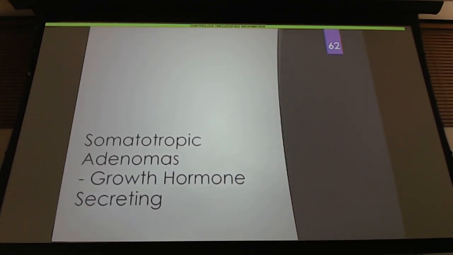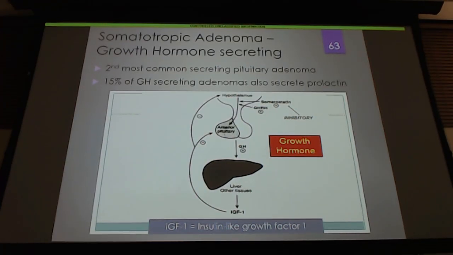So prolactinoma, now we're going to go to the somatotropic adenoma, or a growth hormone secreting adenoma, right? It's the second most common secreting pituitary adenoma. And guess what? 15% of those with the growth hormone adenoma also secrete prolactin. Okay. On the test, I will only give you one adenoma. I won't throw two at you.